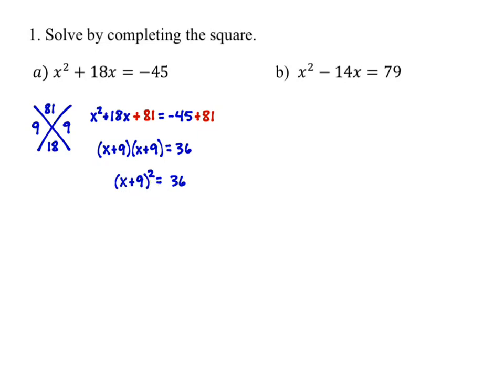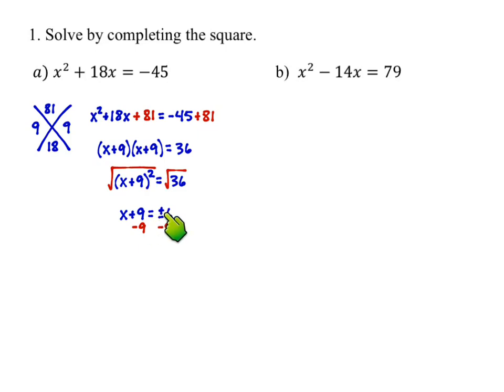To solve, I just need to square root both sides. Remember, when you square root a squared, those will cancel each other out, so you're left with x plus 9. But when you square root a number, the square root of 36, you always get two answers: the positive and the negative version. So the square root of 36 is plus or minus 6. Then to solve for x from here, we're going to subtract 9 from both sides. And so we get two answers.